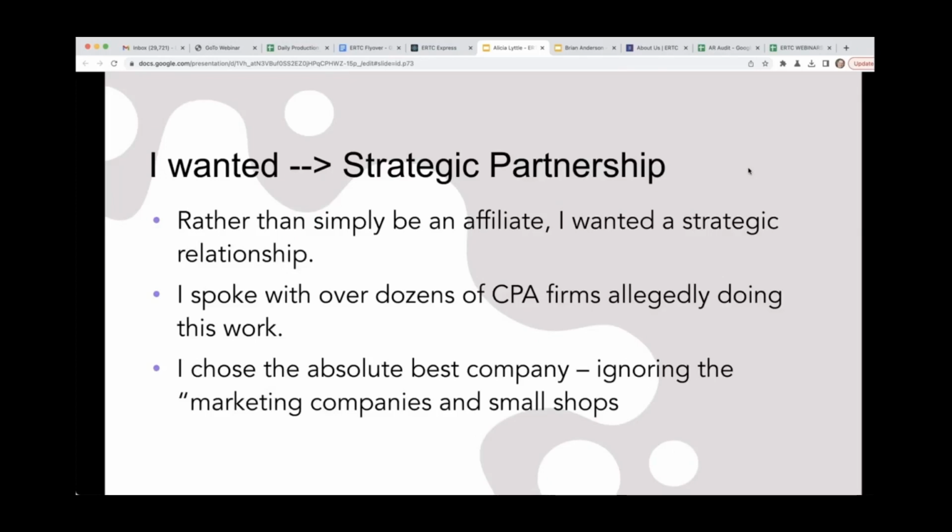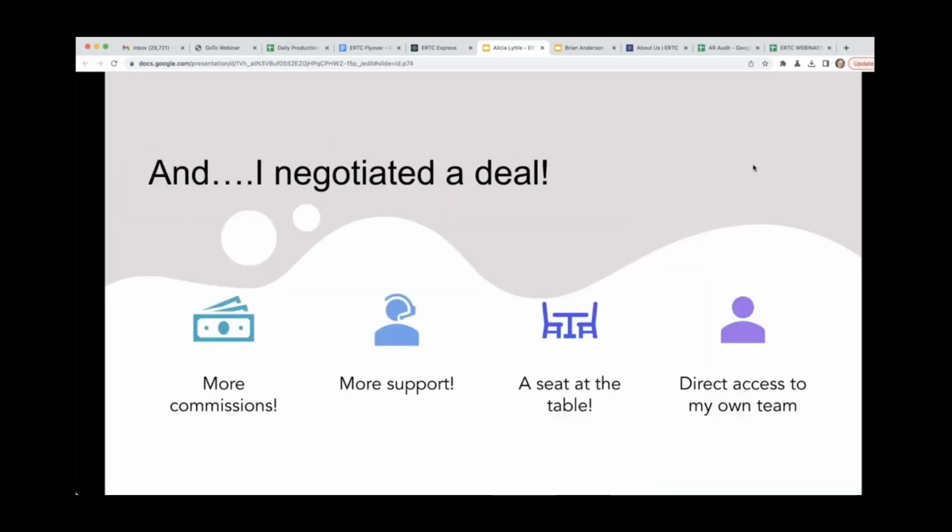I spoke with countless firms. I found the best company I could find, ignoring marketers. I'm a marketer. I love marketers, but I don't love marketers to do accounting. I love marketers to do marketing, right? I think we can all agree. All right. I cut a deal for money, more support, a seat at the table, and direct access to the team. And that's what happened.